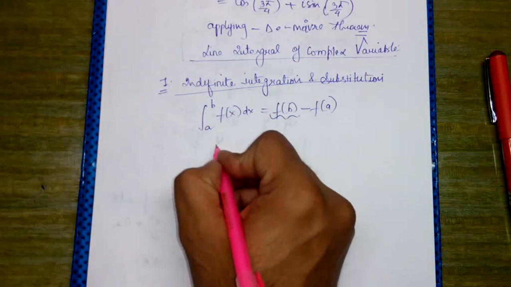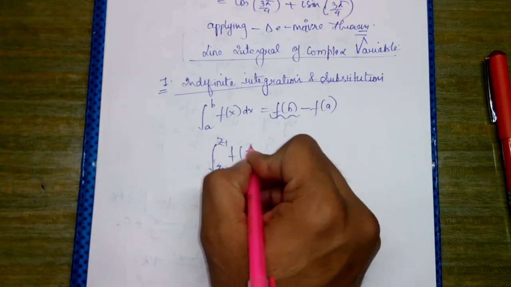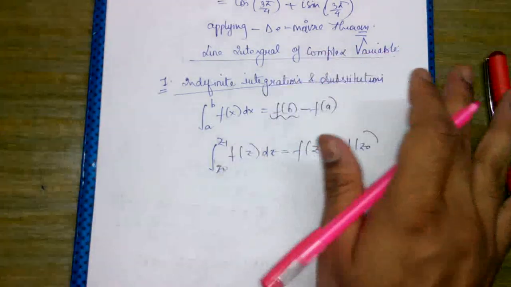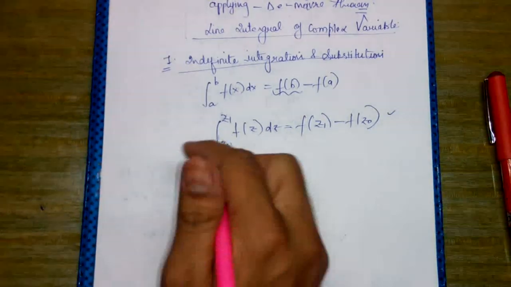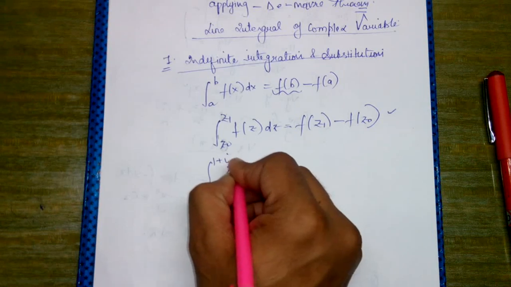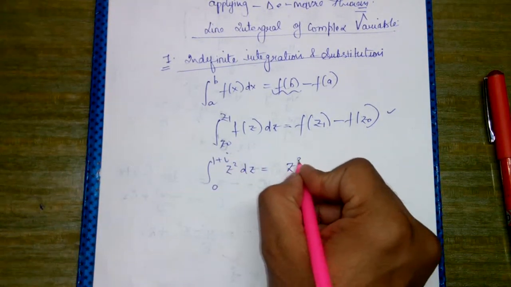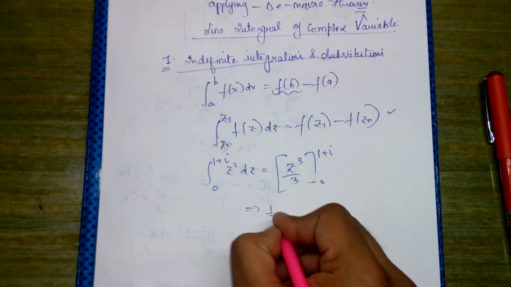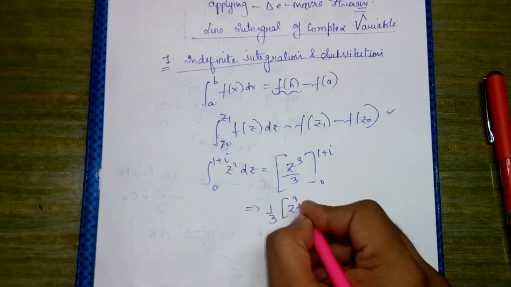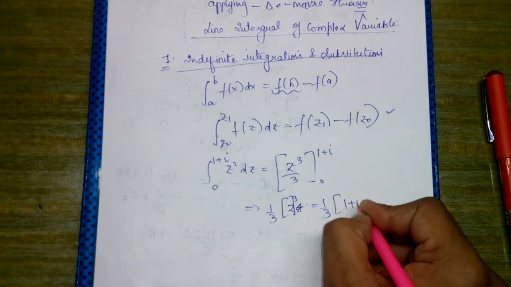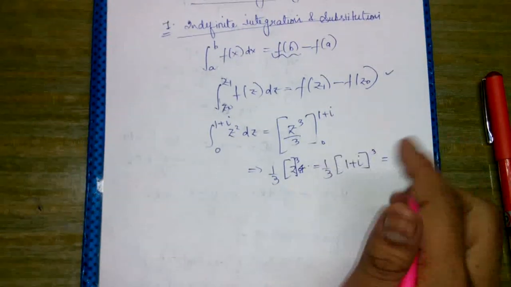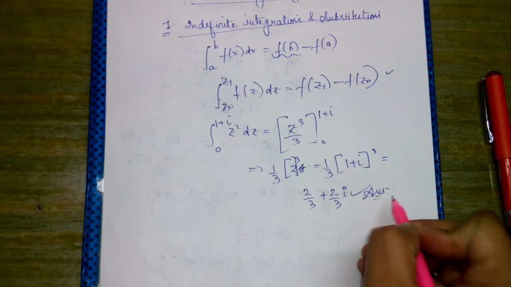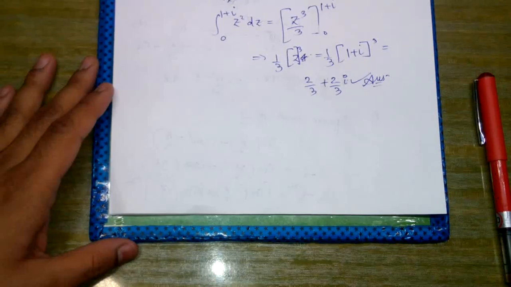And there is a theorem that integral from z0 to z1 of f of z dz would also be equal to f of z1 minus f of z0. So there is nothing, we simply have to remember this case, and I will solve one question. For example, integral from 0 to 1 plus i of z square dz. Now we know that the integral of z square is z cube upon 3, and we will keep the limit from 0 to 1 plus i. So this can be written as 1 upon 3 z cube, and this is 1 upon 3 (1 plus i) whole cube. If we solve, we will get 2 upon 3 plus 2 upon 3 i. So this would be the answer for the line integral of this complex variable z. So that was the first method.